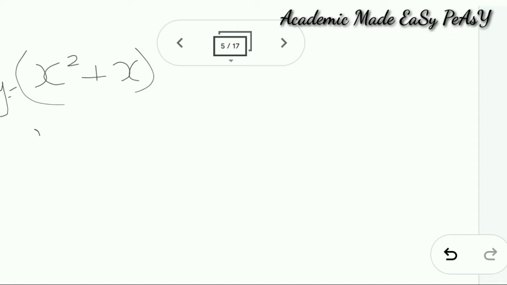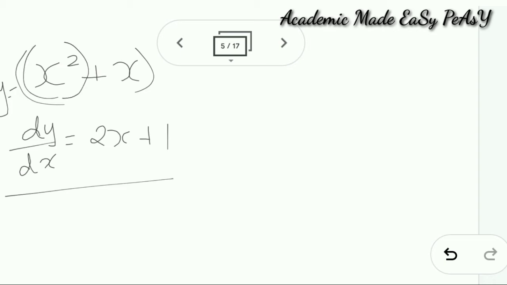So what will I do? I will be taking dy by dx is equal to, this one will become 2x plus 1. So this is the thing. I have taken the derivative of x square and the derivative of x.